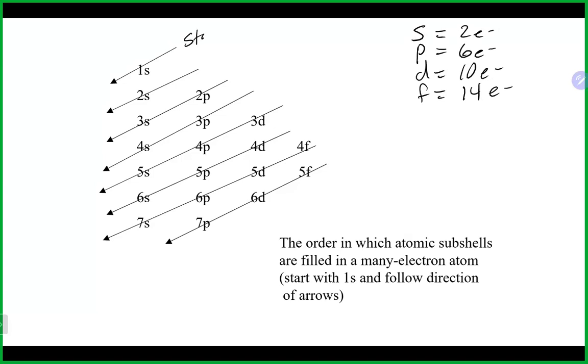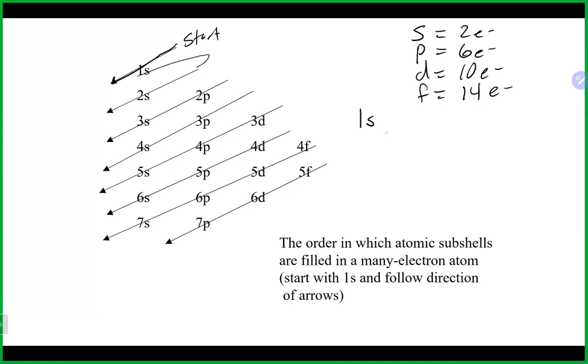You start up here, you keep going, then you zigzag back and keep going, and you just keep zigzagging until you fill in however many electrons you need. How can you make it? Pretty simple. You do it this way. S's start on what energy level? 1. So you write 1s, right? P starts on what energy level?